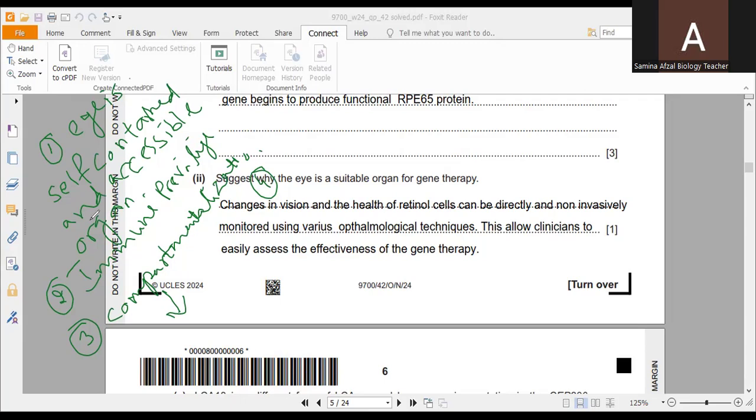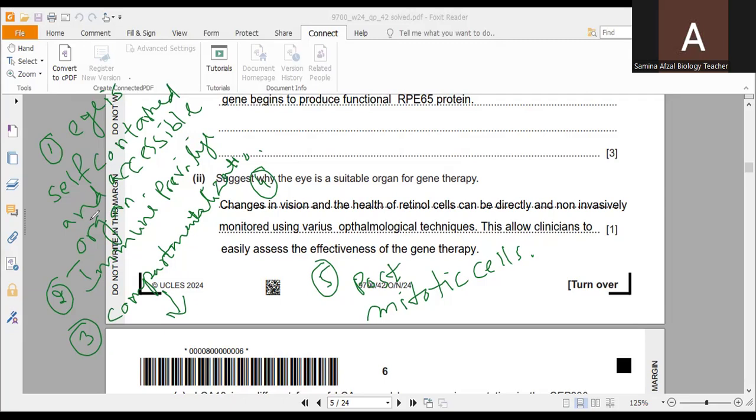One more option can be written, but you can choose any one of them. Post-mitotic cells. Many of the target cells for gene therapy in the eye, such as retinal pigment epithelium and photoreceptor cells, are post-mitotic, meaning they do not actively divide. This is advantageous because the introduced therapeutic genes are more likely to persist in these stable cells over the long term, potentially leading to a lasting therapeutic effect.